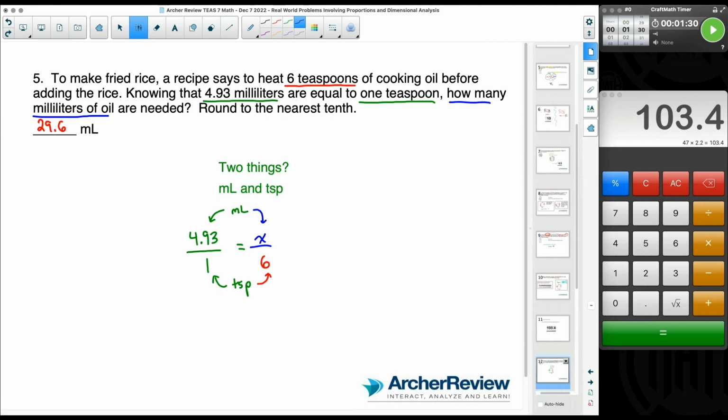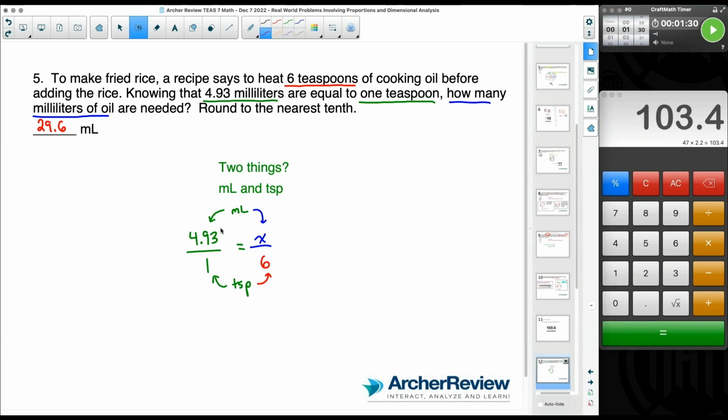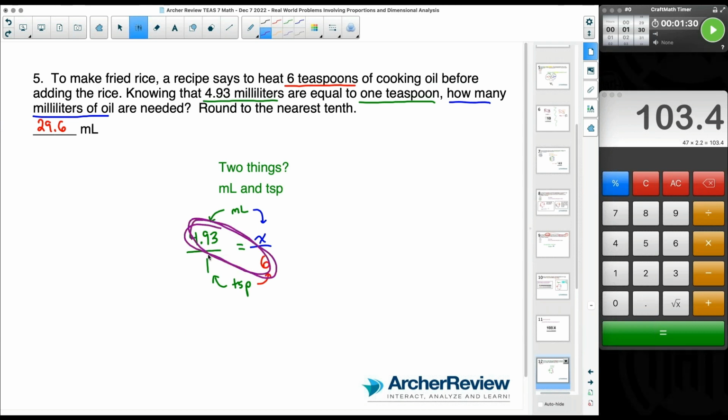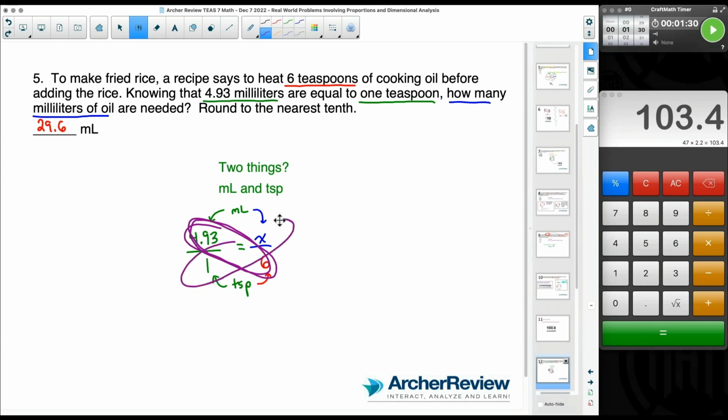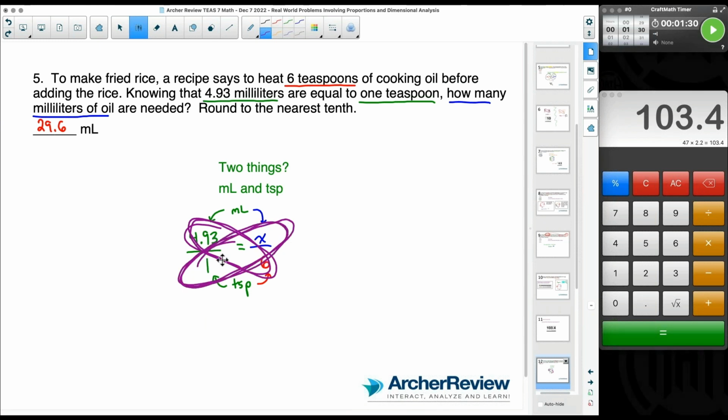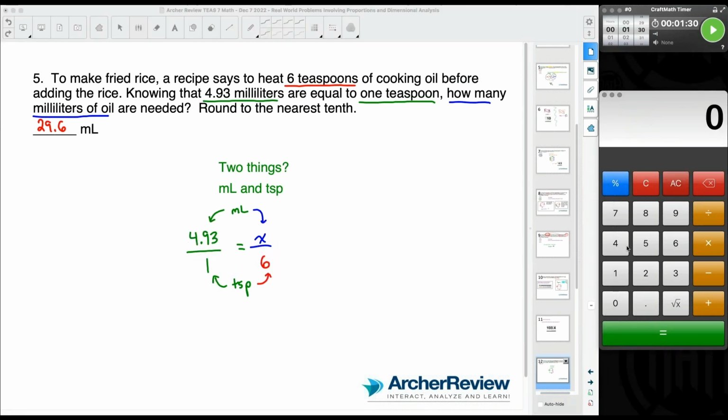So now we cross multiply and divide. Do we really need to divide here? I mean, sure, we're going to multiply these because they don't have the variable. The 4.93 times 6 does not have the variable. You're wasting your time. It's not going to hurt anything, but there's no need to divide because you would just be dividing by 1. Dividing by 1 does not change anything. So really all you're doing here is taking the 4.93 and you're just multiplying it by 6.